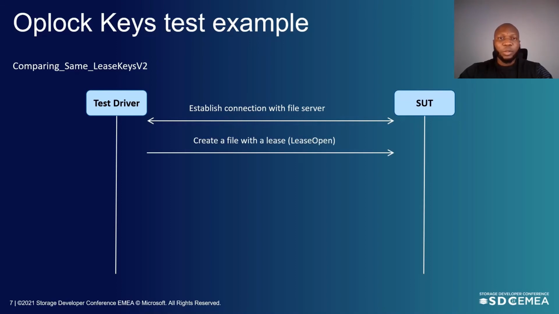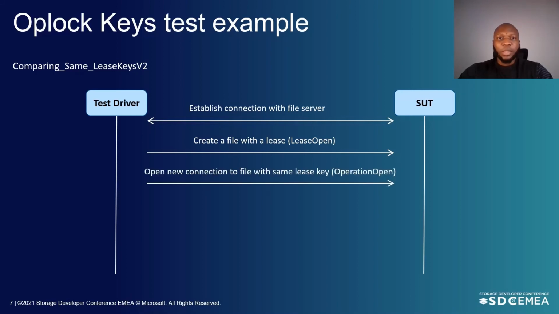Next, the test driver creates a file on the SUT with a lease, which we call lease open. The test driver then attempts to open a new connection to the same file with the same lease key. We refer to this second connection as operation open.